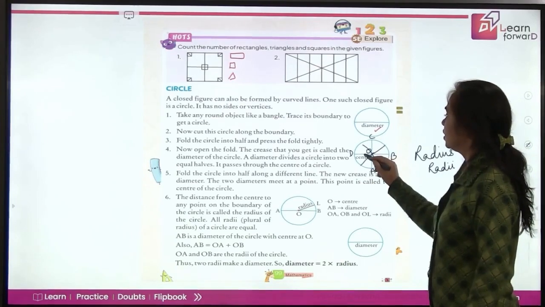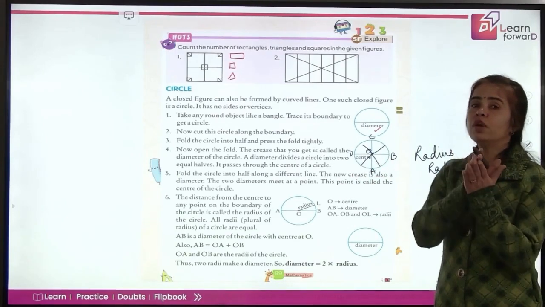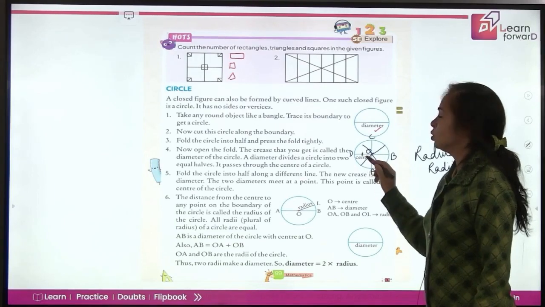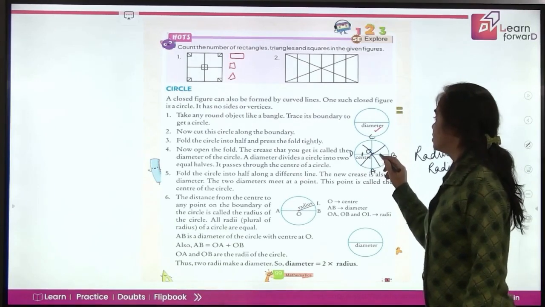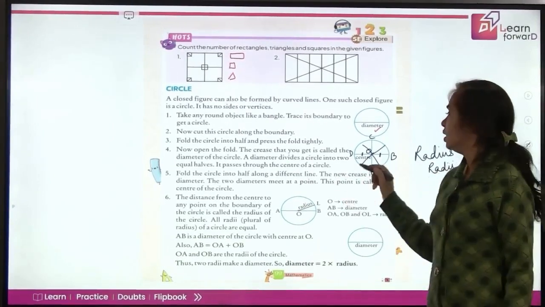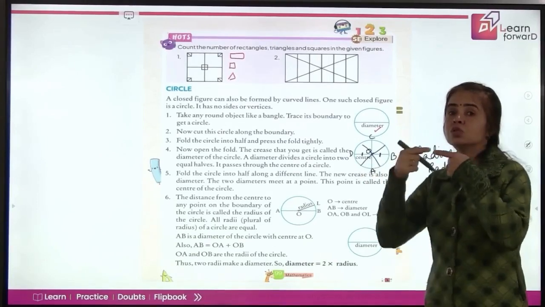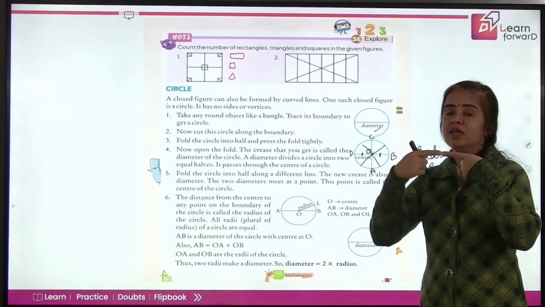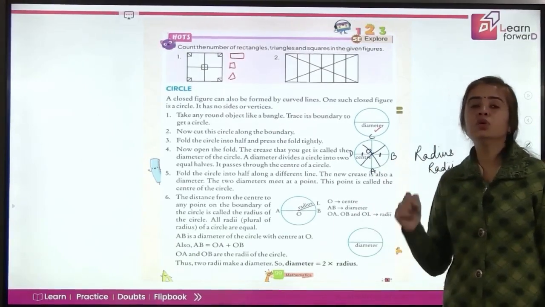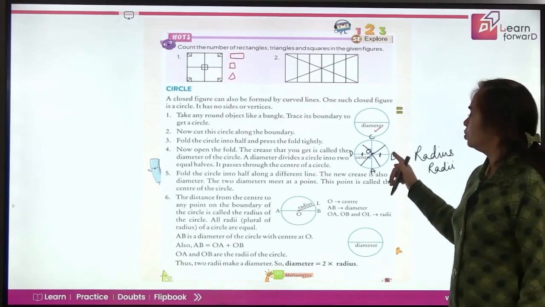What do you see here? This whole DB is the diameter. I told you when you fold, that crease gives you the diameter. And what do you see? This part is also the radius OD, and this part is also the radius OB. And what is diameter equal to? Diameter is equal to the sum of both the sides, because together the two radii are giving you the diameter. So we say that diameter is equal to 2 times radius. What is it? Diameter is equal to 2 times radius.